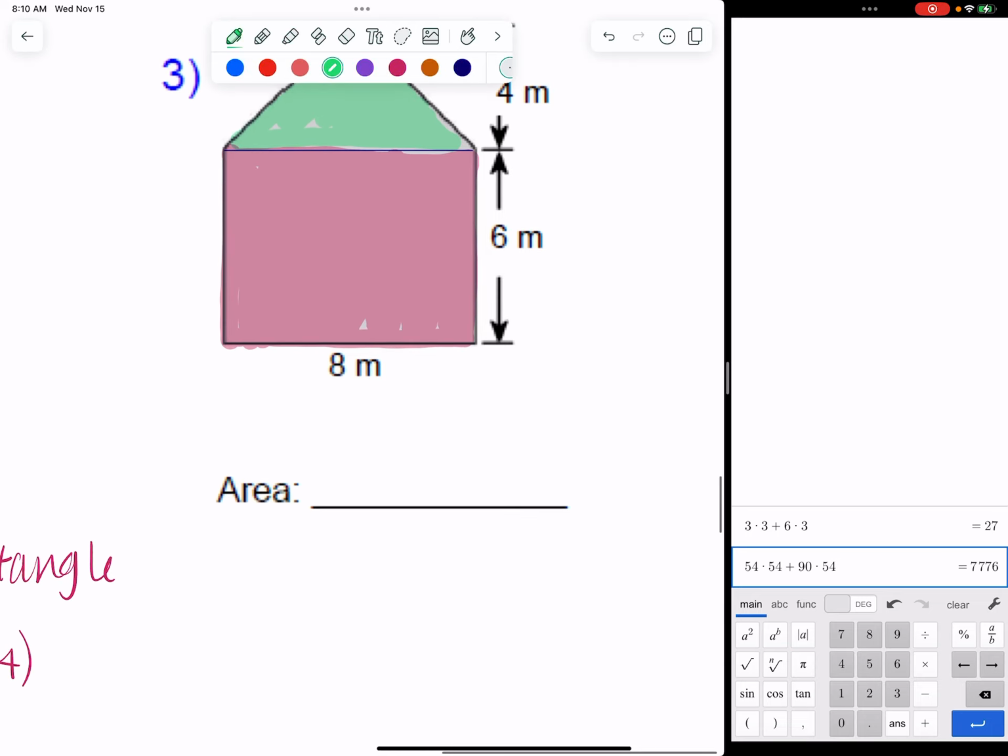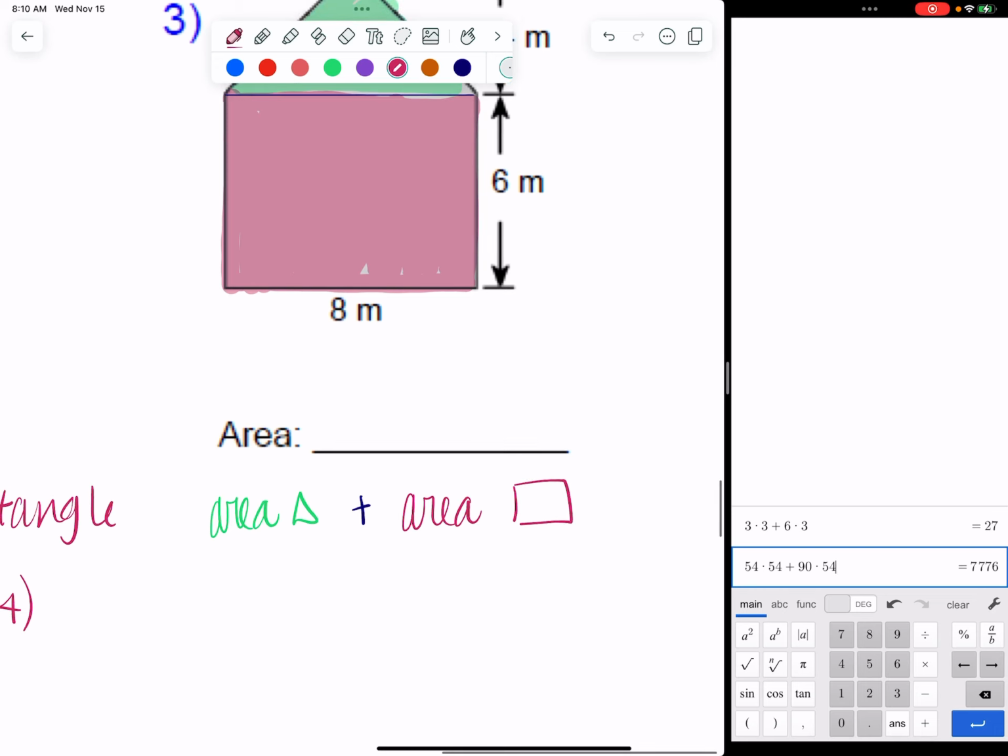So we need the area of the triangle, plus the area of the rectangle. That's what happens when I get tired of writing out names of things. Area of a triangle, I know, is 1/2 base times height. We are in the WTF phase right now. We are writing the formulas. We use base times height for the rectangle.